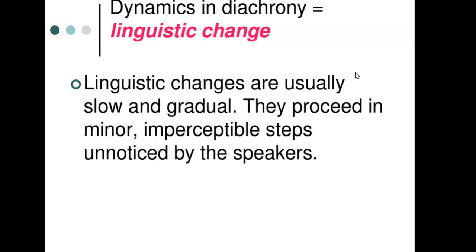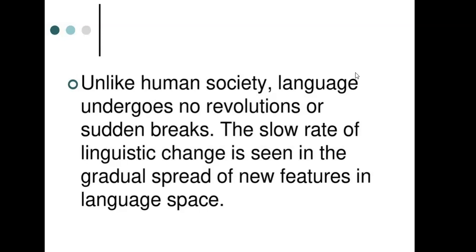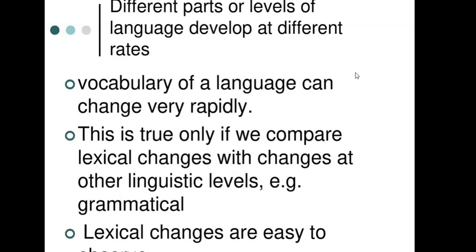Dynamics in diachrony: linguistic changes. Linguistic changes are usually slow and gradual. They proceed in minor and imperceptible steps, and are not noticed by the speakers. Unlike human society, language undergoes no revolutions or sudden breaks. The slow rate of linguistic change is seen in the gradual spread of new features in language space. Different parts or levels of language develop at different rates.